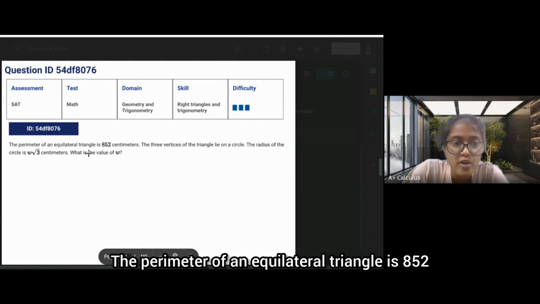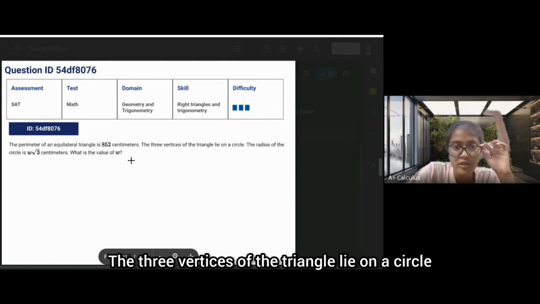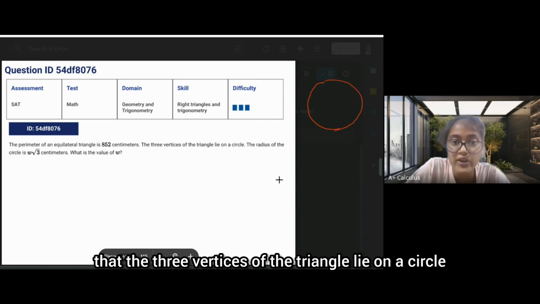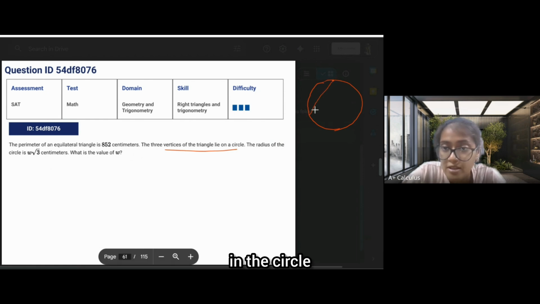The perimeter of an equilateral triangle is 852 centimeters. The three vertices of the triangle lie on a circle. The radius of the circle is W times root 3 centimeters. What is the value of W? So we have a circle. So when they say that the three vertices of the triangle lie on a circle, that means the triangle is actually inscribed in the circle. And this is a special case. This is an equilateral triangle.